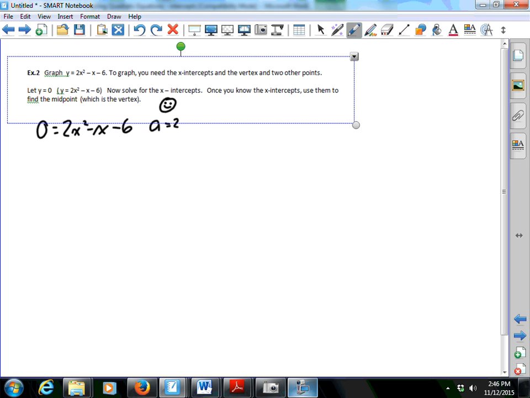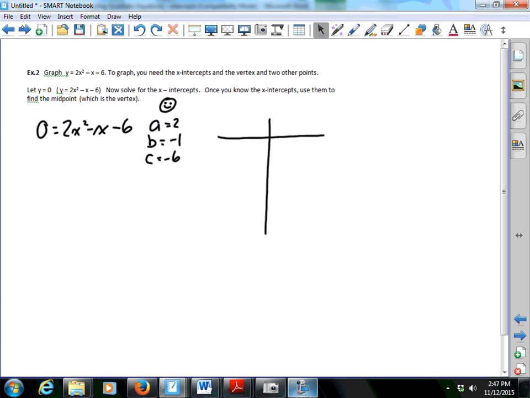First, I need to look to factor this trinomial. Does it have any GCFs? It doesn't, so I have to use my chart of A is equal to 2, B is equal to negative 1, and C is equal to negative 6. So I need 2 numbers that multiply to A times C, which in this case is negative 12, and add to B, which in this case is negative 1. So that's negative 4 and 3.